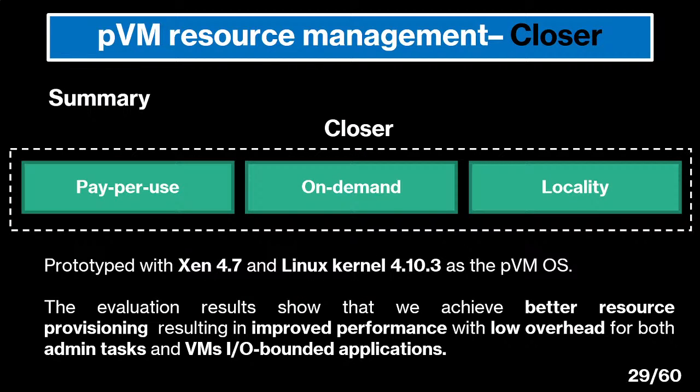So to summarize this, we propose a closer design principle for building an operating system for the privileged virtual machine that enforces three rules: on demand, pay per use, and locality. The prototype we built shows that we can achieve good resource provisioning while improving both the I/O applications inside virtual machines and administrative tasks.